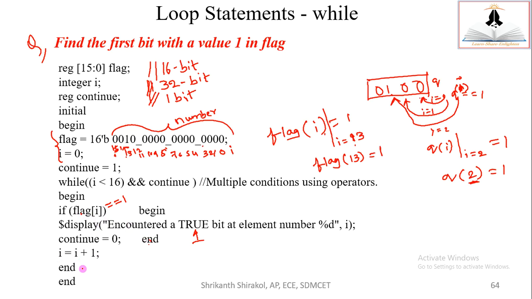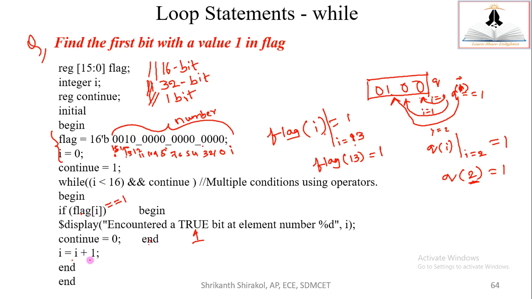So I is equal to 1. Now till now, I'll go with one by one. Let us start with I equal to 0. So flag of 0 is 0. Flag of 0 is 0 means the if statement will not execute, and it directly comes to after the end.